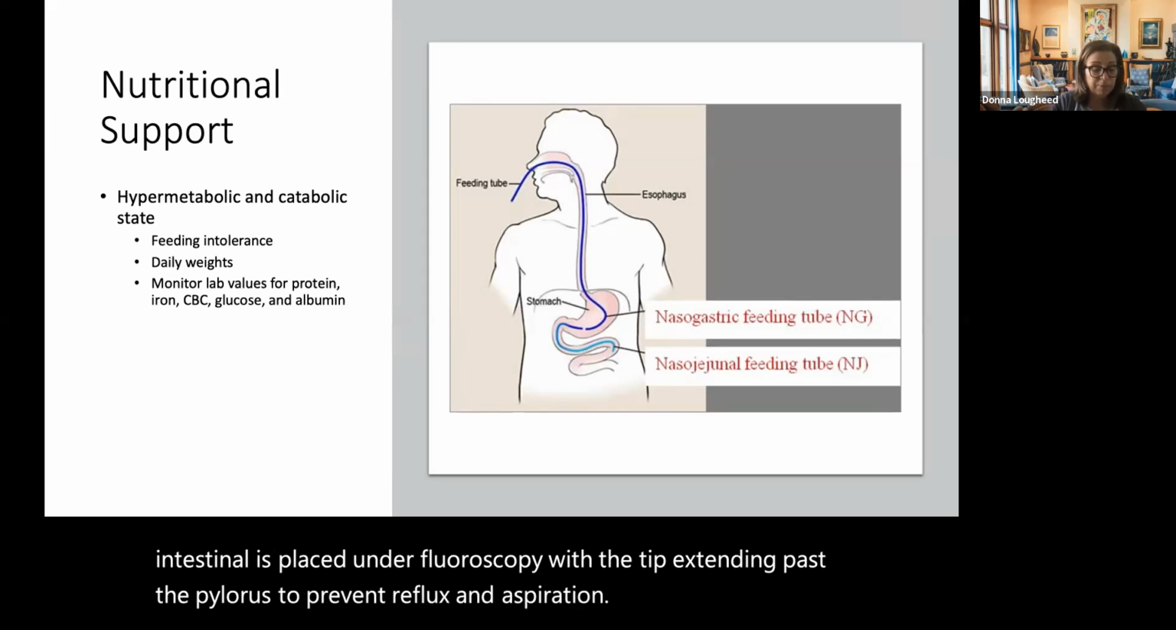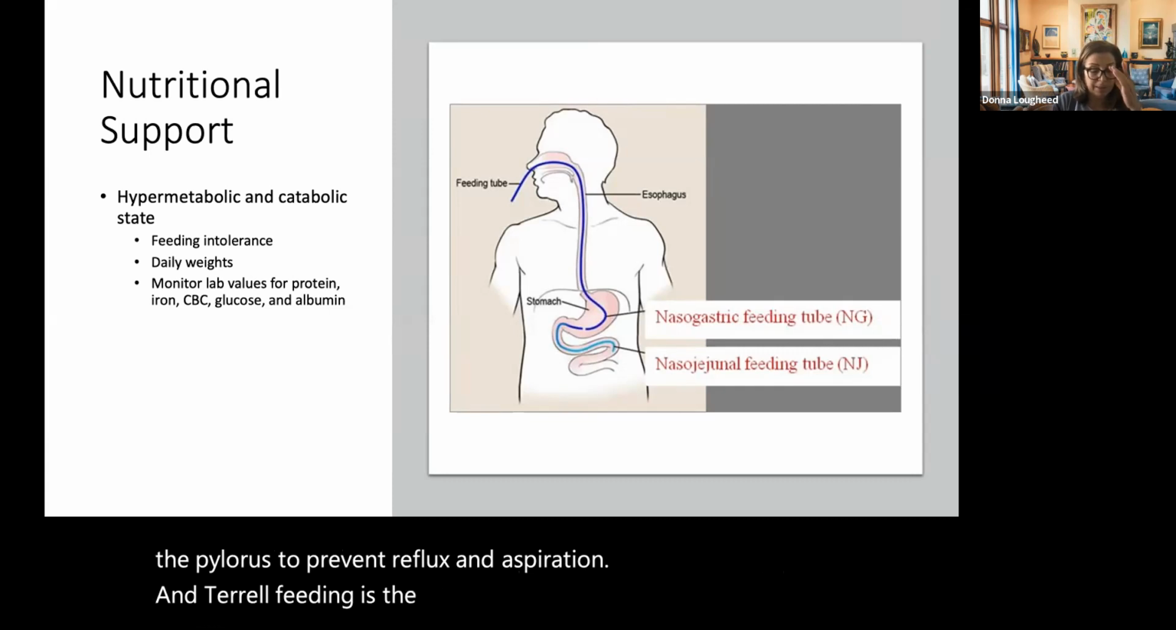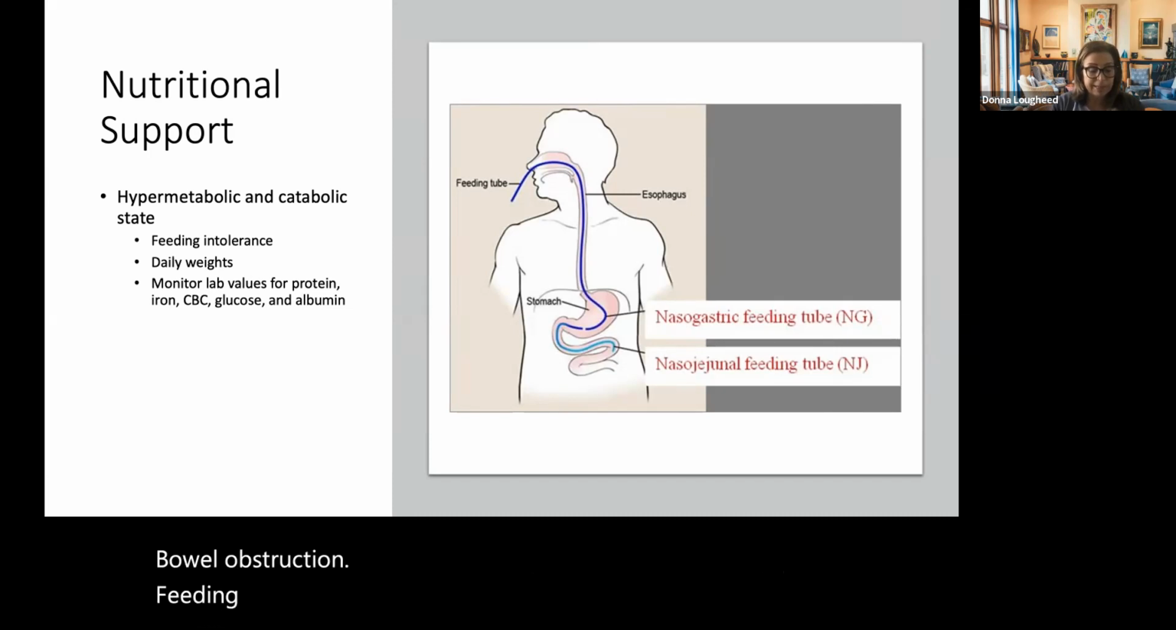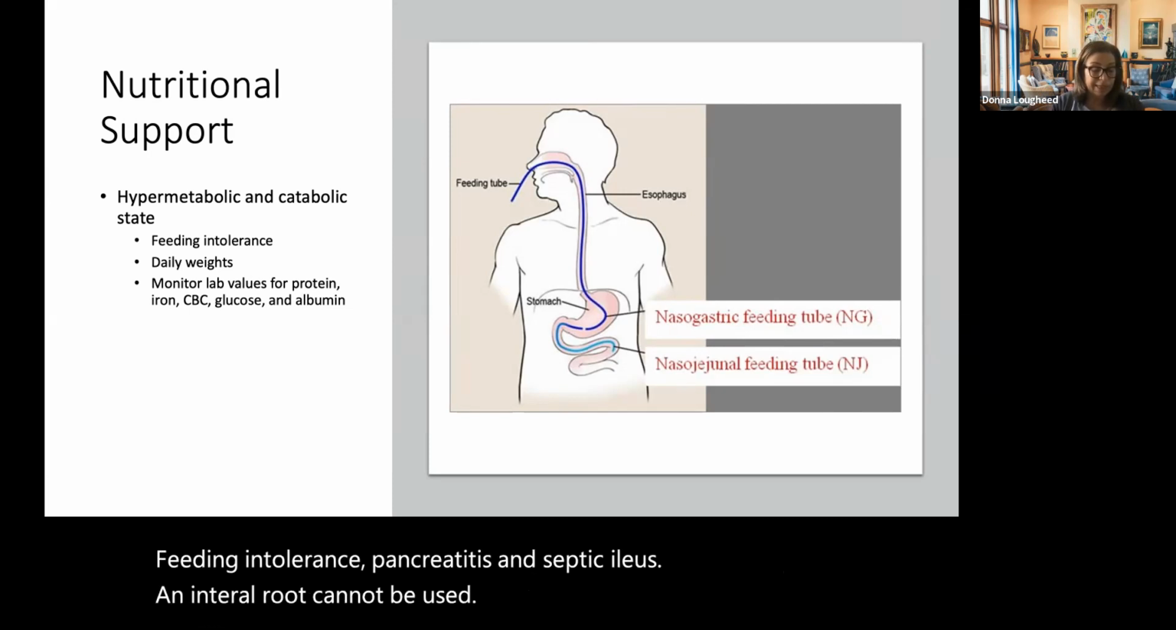Enteral feeding is the preferred nutritional therapy, but it is contraindicated with Curling's ulcers, bowel obstruction, feeding intolerance, pancreatitis, and septic ileus. When an enteral route cannot be used, a central venous line is inserted for TPN administration.